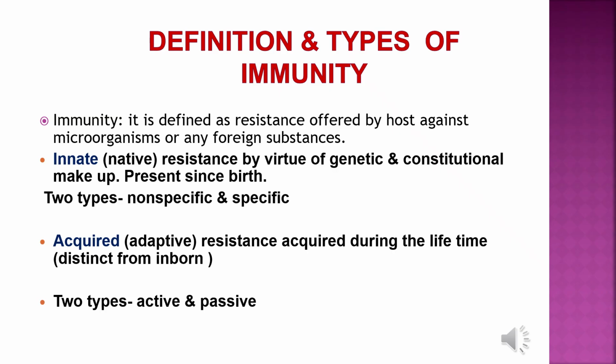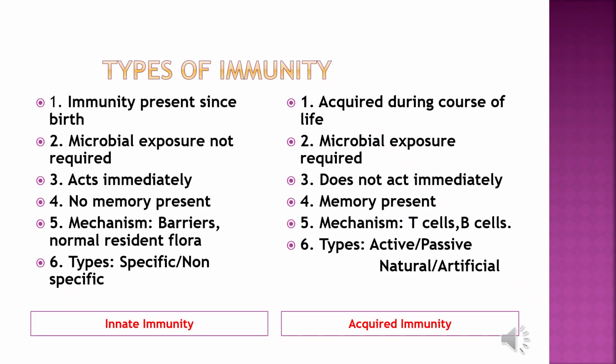And acquired immunity is also called adaptive immunity. It is a resistance acquired during the lifetime. It is different from the inborn, and it is again divided into two types, active and passive immunity. Then we will see the difference between innate and acquired immunity. Innate immunity is present since birth, microbial exposure is not required, it acts immediately, no memory is present, and the mechanism can be barriers like anatomical barriers, physiological barriers or secretory products in the body, and normal resident flora which protect from pathogenic organisms. And it is divided into two types, specific and non-specific immunity.